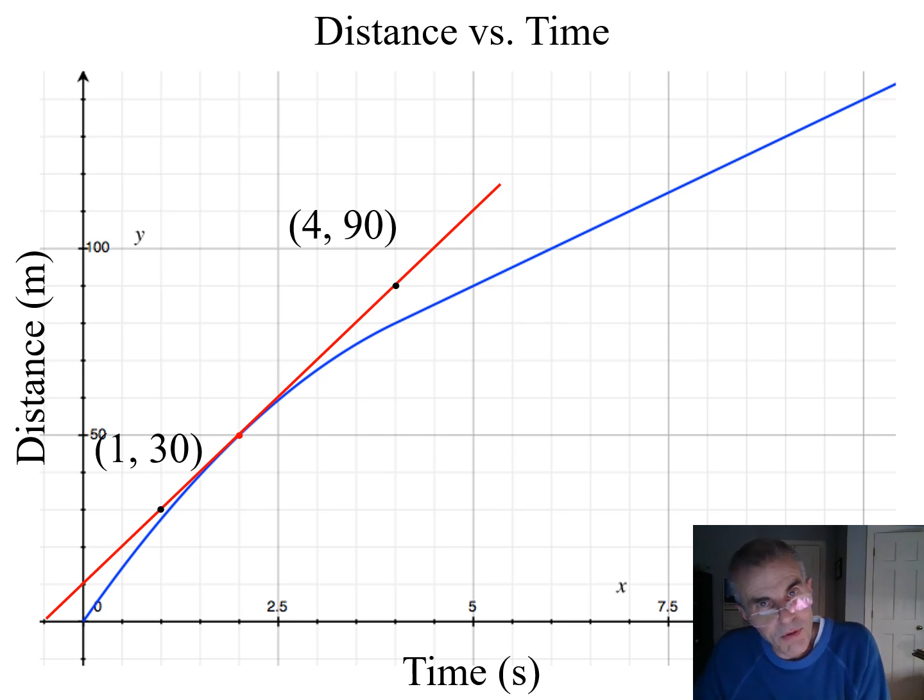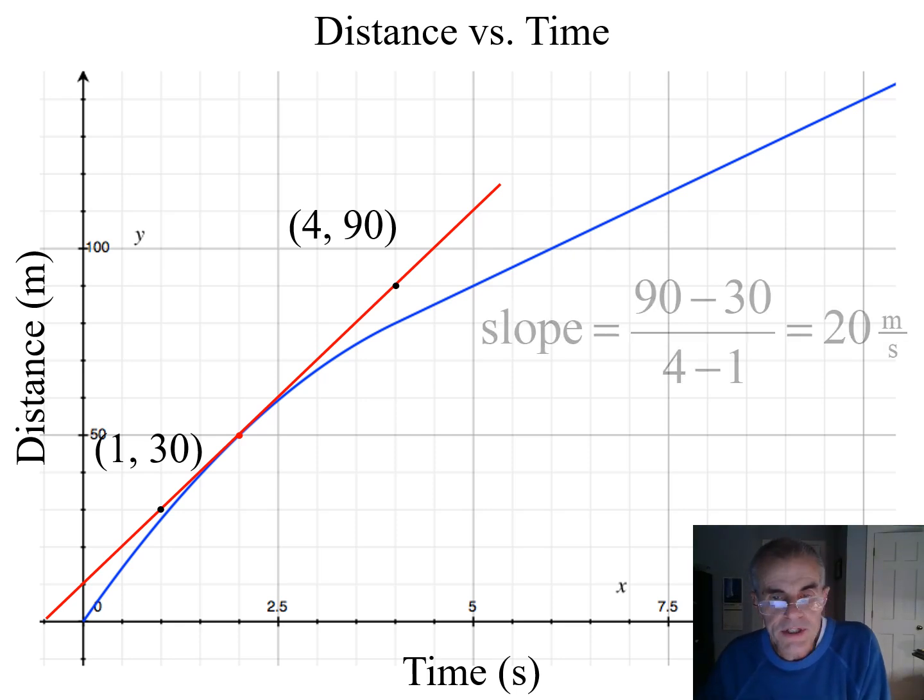These are not actually points that apply to the object. These are just 2 points. I'm mathematically finding the slope of that red line. And once again, I can do rise over run, delta y over delta x, and this time that would be 20 meters per second. Notice that's not 25 meters per second.